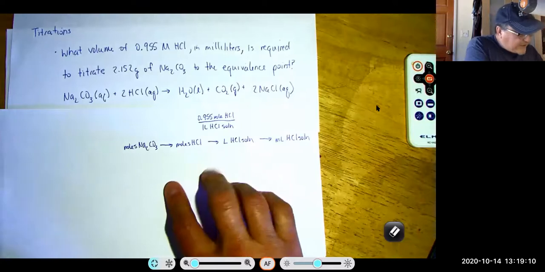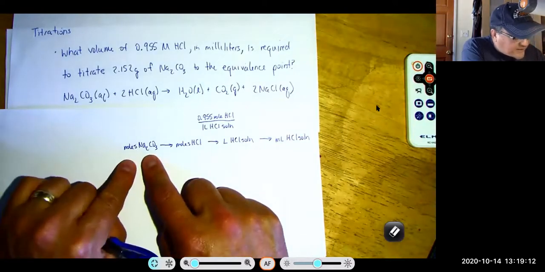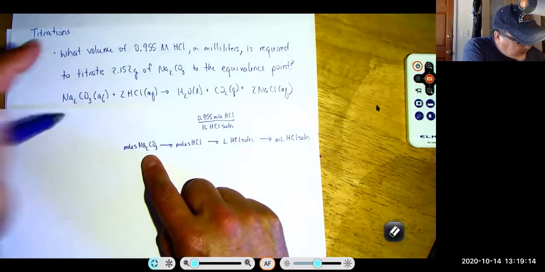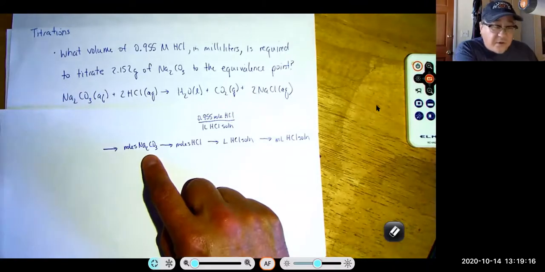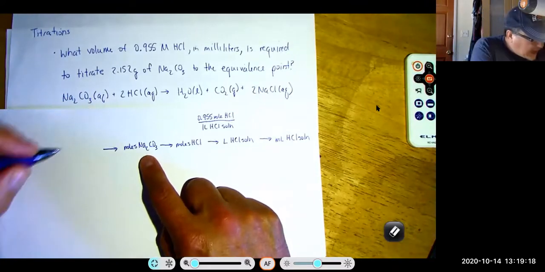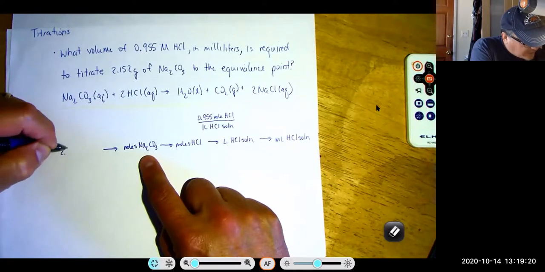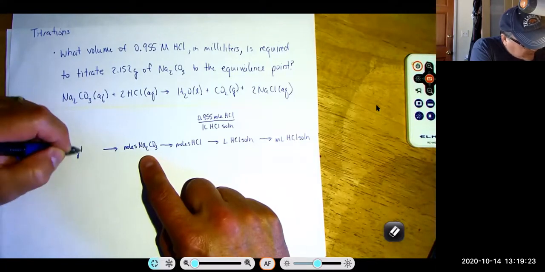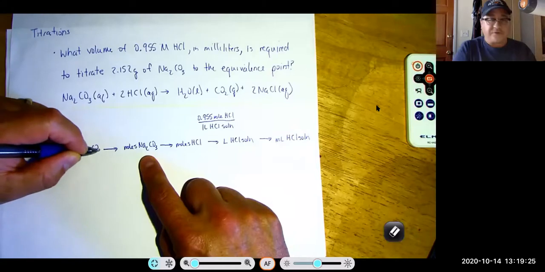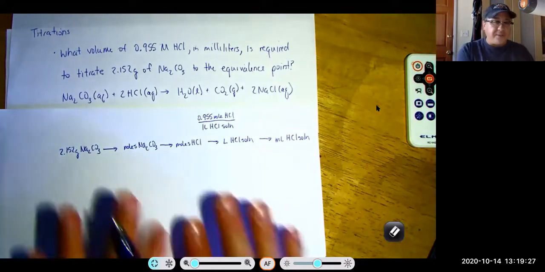And lastly here, to get to moles of sodium carbonate, I see they give me the mass, and I know that if I can figure out the molar mass of sodium carbonate, I can go from 2.152 grams of sodium carbonate to moles of sodium carbonate. So this is going to be my pathway.